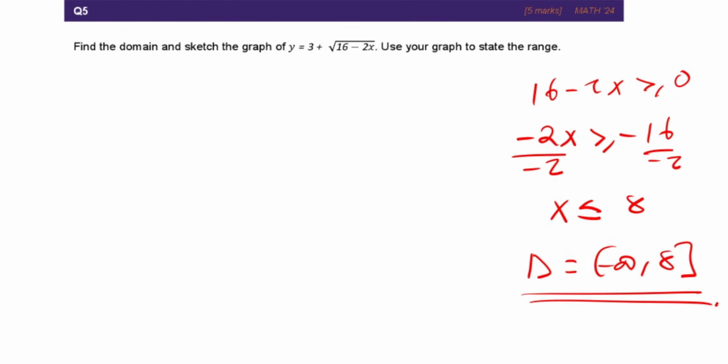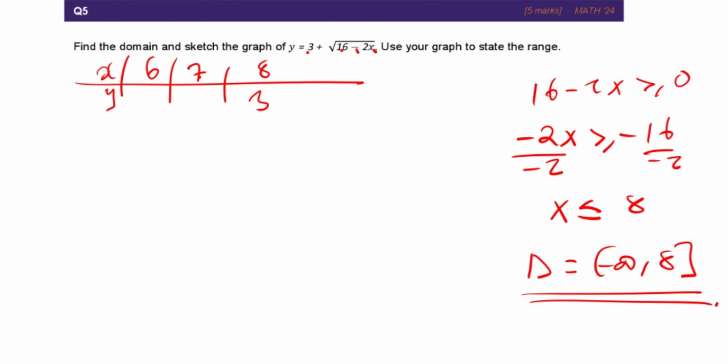Now let's sketch this, and using the graph we're going to have the range. Just come up with just 2, even 3 numbers. The first number that we're going to use is this, but we're going toward negative infinity. So we'll start with, I'll put 8. The next number I'll choose 7. The next number I'll choose 6, just like that. So if I put 8 here, it's going to be 16. So 16 minus 16, it will be 0. The square root of 0 is 0. Then 3 plus 0 is going to give us a 3.